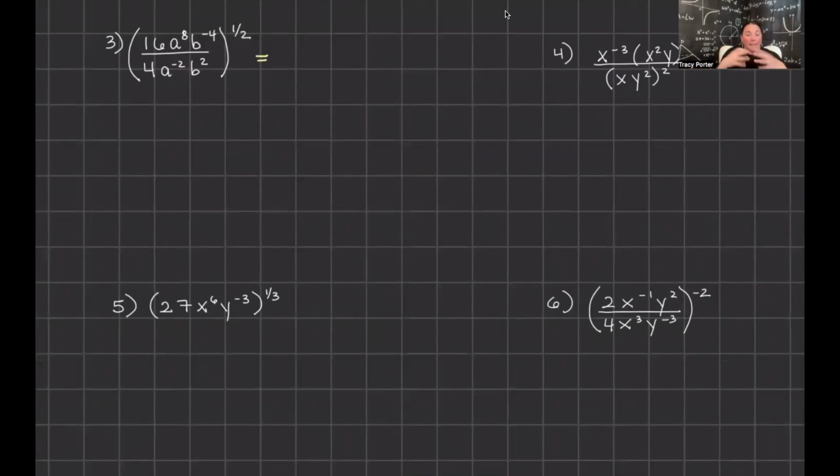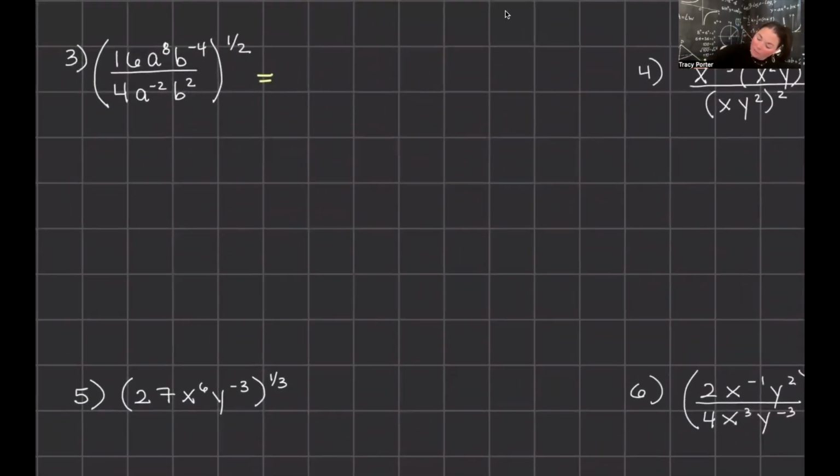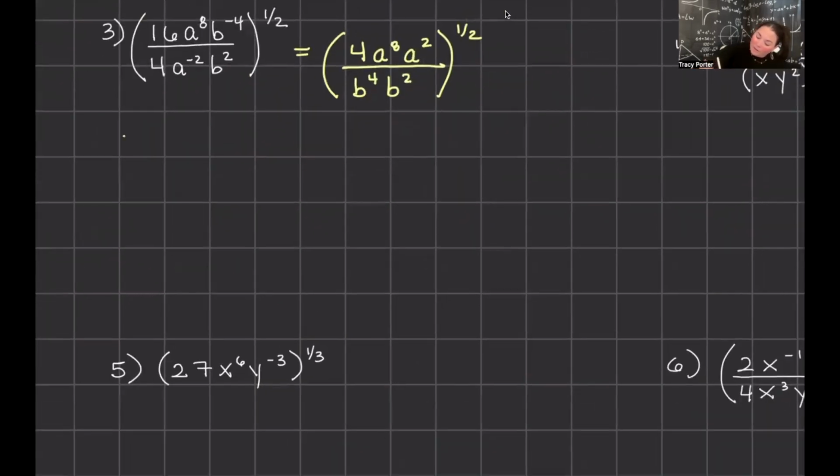We can work inside these parentheses. So I'm going to go ahead and do that. And I'm going to just move all those negative exponents to different positions to get rid of them. And then also that 16 over 4, that's just going to be a 4. So a to the 8th stays where it is. B to the minus 4 is going to go down and become b to the 4th. And then you have a to the minus 2 will become a squared. And then you have b squared. All of this to the 1/2. And we'll just keep going from there. So that's going to be 4a to the 10th over b to the 6th.